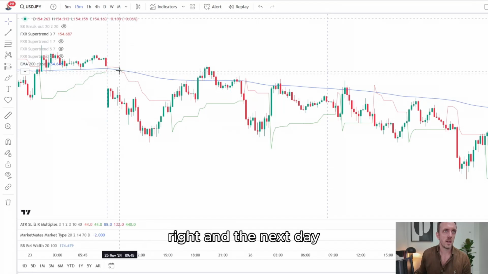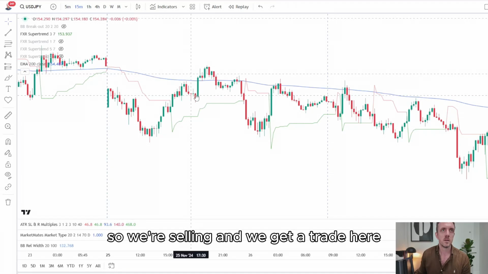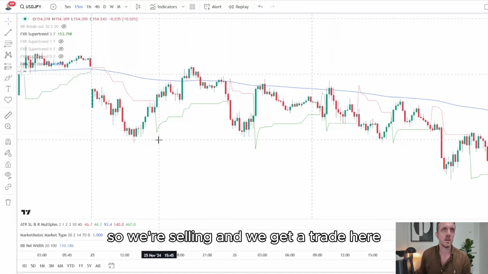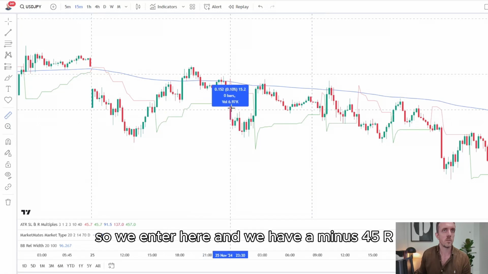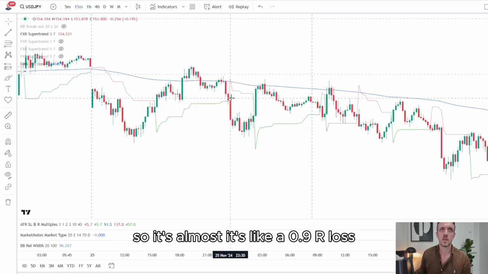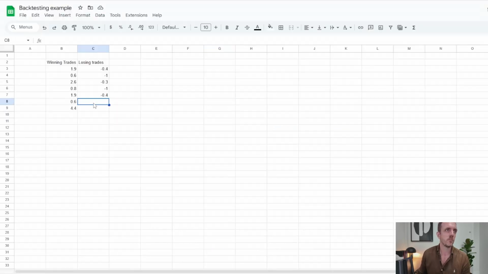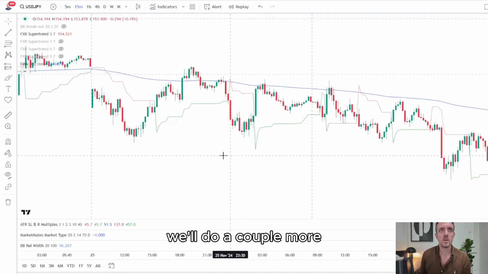Right, and the next day, so we're still below the moving average, so we're selling, and we get a trade here. So we enter here, and we have a -0.45R. So it's like a 0.9R loss. -0.9. We'll do a couple more.